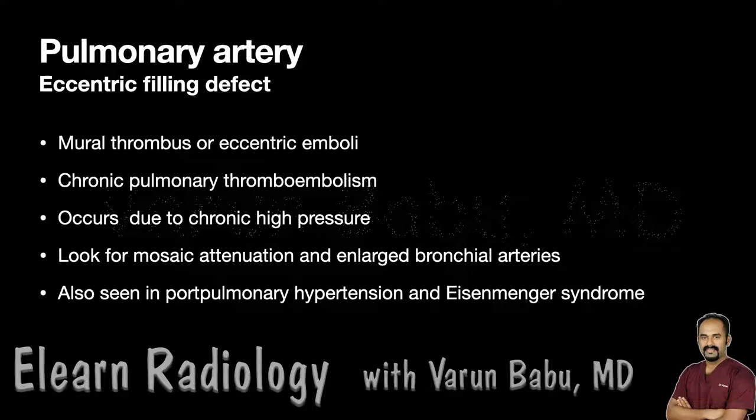Look for eccentric filling defects in the pulmonary arterial tree. They could represent a mural thrombus or an eccentric emboli. Commonest etiology is a chronic pulmonary thromboembolism. How does it occur? Due to chronic high pressure. Look for other clues that will help you diagnose pulmonary embolism, like mosaic attenuation, enlarged bronchial arteries. Filling defects can also be seen in portopulmonary hypertension and Eisenmenger syndrome.